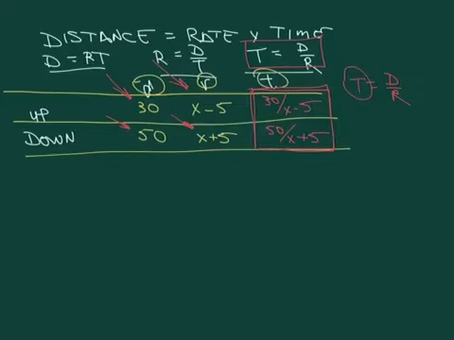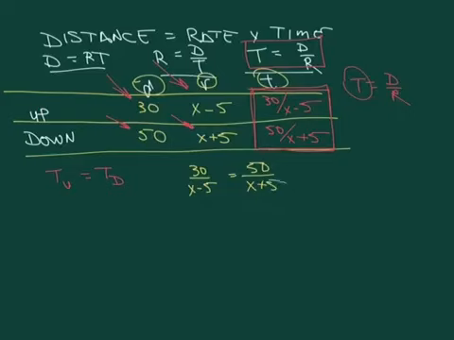So the time going upstream is the same as the time going downstream. Well, what is the time going upstream? It's right there, right? Time going upstream is this, and it equals the time going downstream. That's what the story problem says. So 30 over x minus 5 equals 50 over x plus 5.